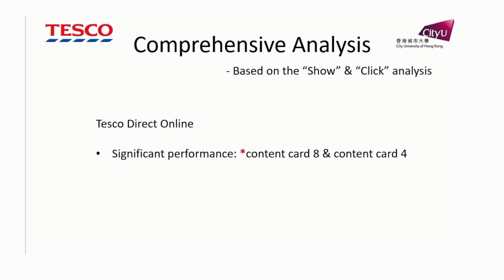And in Direct online, content cards 8 and 4 play an important role in total spending. By the way, content card 8 has a more significant improvement effect. When consumers are aware of these two cards, they will be interested in buying. After clicking and knowing the card details, the willingness to buy will increase. Therefore, Direct online should make better use of these two cards in the future.